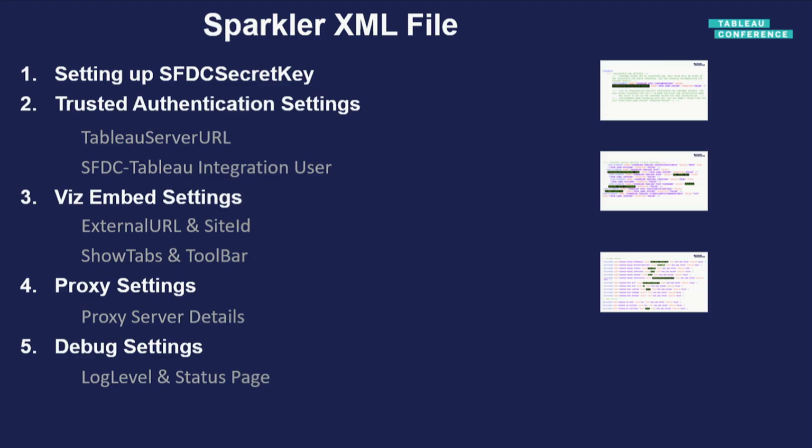Now let's look into the sparkler.xml file. This is the main configuration file provided by Tableau. It has all the inputs: which Tableau server to connect to, how the view should be rendered, do I need to show the tabs, do I need to show the toolbar or not, which Salesforce instance I am talking to, is it a genuine instance or not. All those settings are in this sparkler.xml file. It has different sections: the secret key section, the trusted authentication section, how your visualization should load, what proxy server to talk to, and what log level to use.